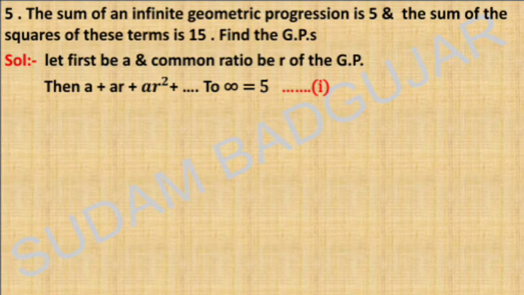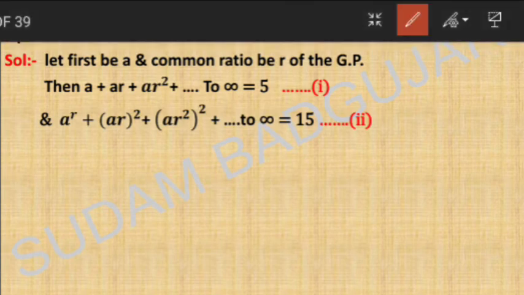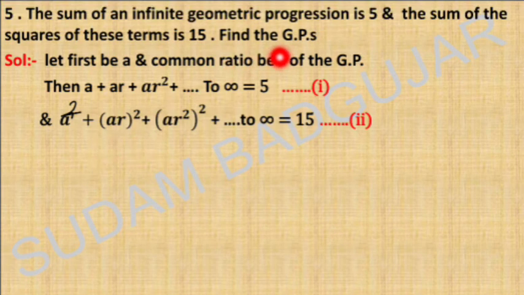Also, the sum of the squares of these terms, that is A square plus (AR) the whole square plus (AR square) the whole square and so on, up to infinite terms, is 15. This is equation number 2.